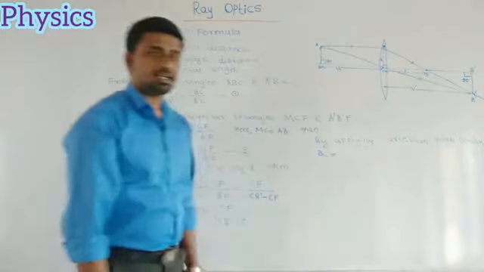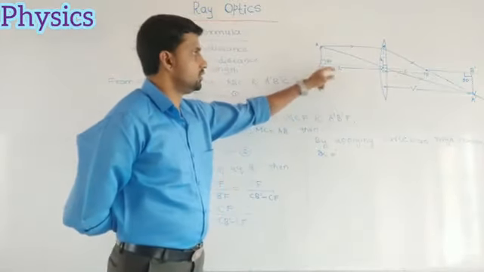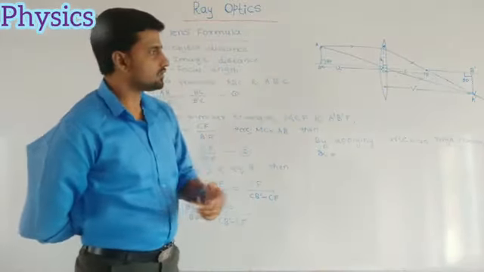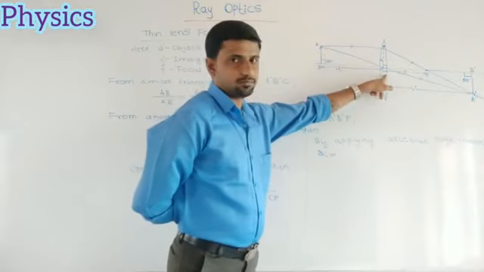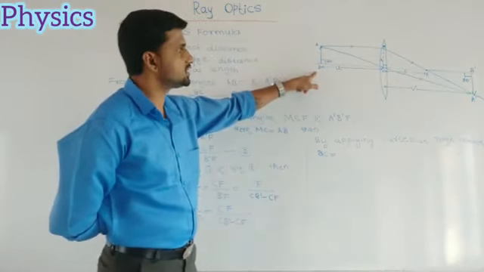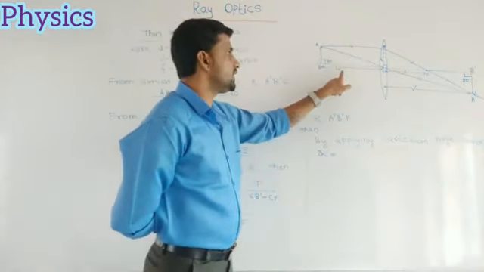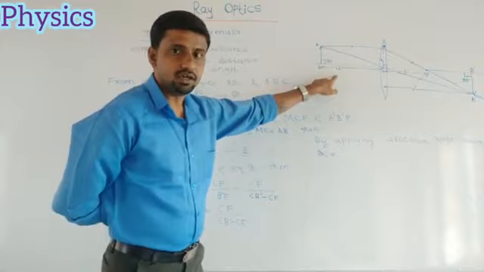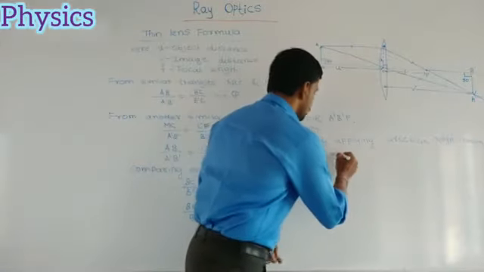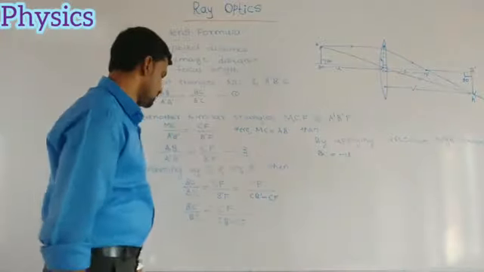But by applying the Cartesian sign convention, the object distance is always taken from the optical center. The distance from the optical center to the object is opposite to that of the incident ray of light, so the object distance is negative. BC is equal to minus U. You already studied about the Cartesian sign convention, right?